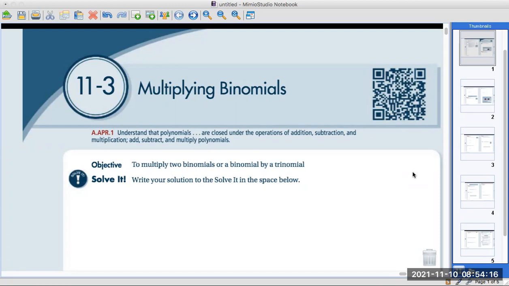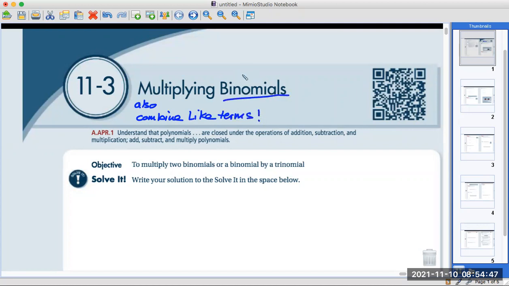And with this whole chapter 11, you're going to go back and forth between multiplying and adding and subtracting terms. And so you really have to be careful which operation you're doing. Right now, we're multiplying, but you will also combine like terms, which is adding and subtracting the same terms. So it's very hard to separate them.